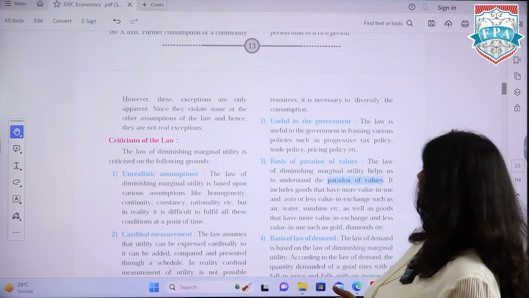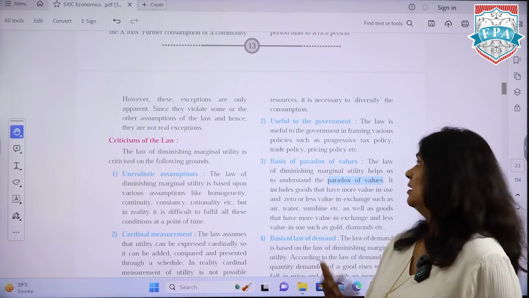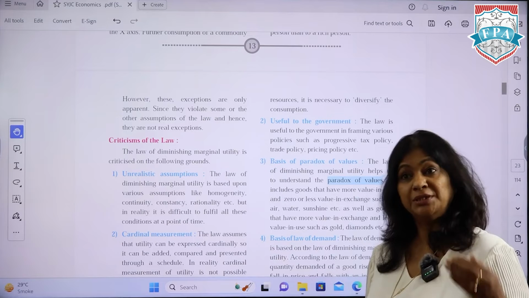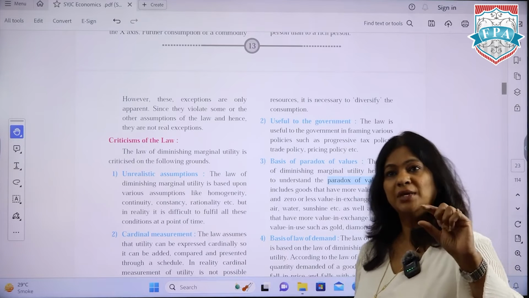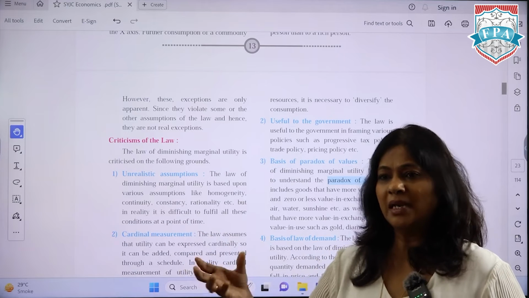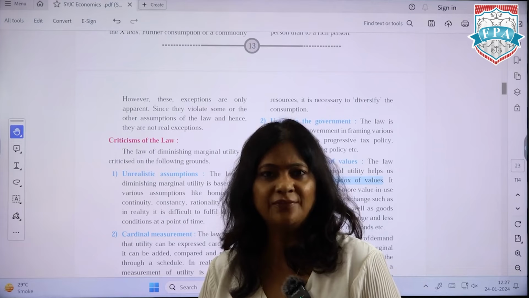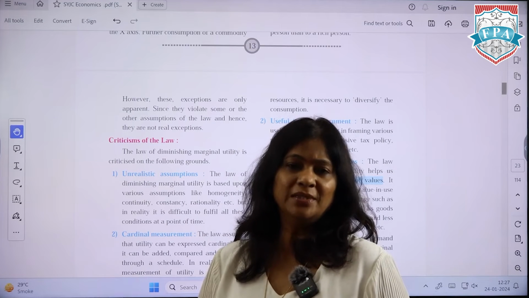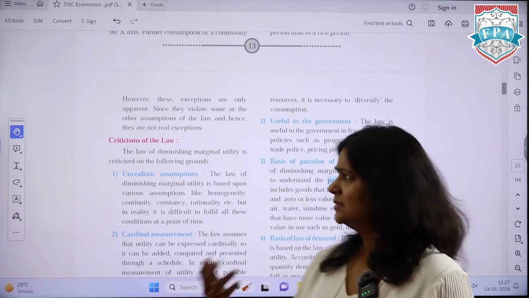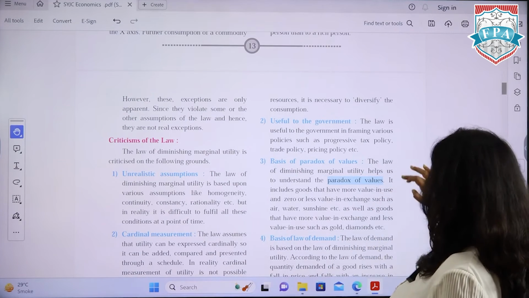It is useful to the government. Why? Because it helps them to frame policies like tax policy, pricing policy. They know that if there is no utility, if today I impose a tax, an octroi tax here, and this road is not used at all, there is no utility which is being derived by the consumer, why will they pay money for the same? So this concept of utility is very useful to the government.